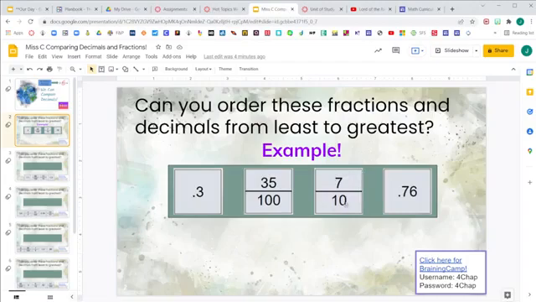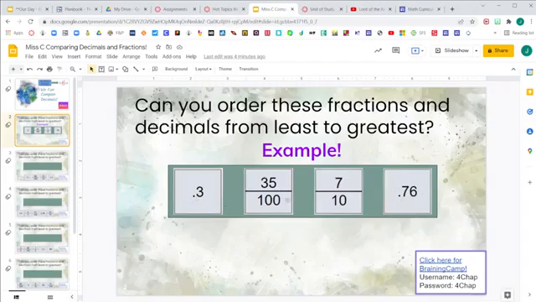Over here, 7/10 would be the next biggest because that's the same as 70 hundredths, right? And that 7 would be in the tenths place here. And then we have our largest number, which is 76 hundredths. So we've got those 7/10 and 6 more hundredths. So this would be our biggest number.